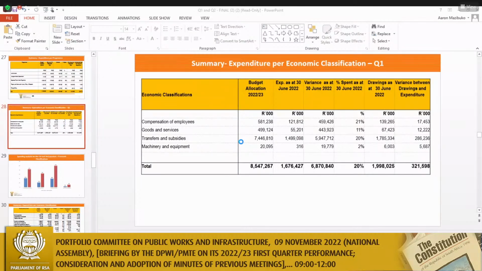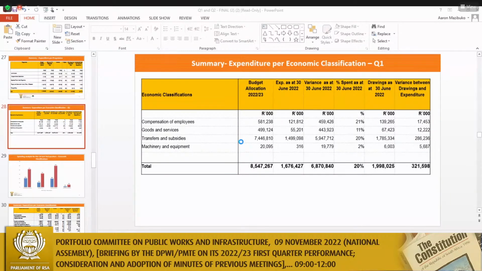The other economic classification, Chairperson, is the transfers and subsidies. We have the budget of 7.4 billion, and the expenditure as at the end of June is 1.5 billion, which is equivalent to 20%. But when you look at the money that was drawn, we had drawn 1.8 billion, and therefore 286 million was not spent.